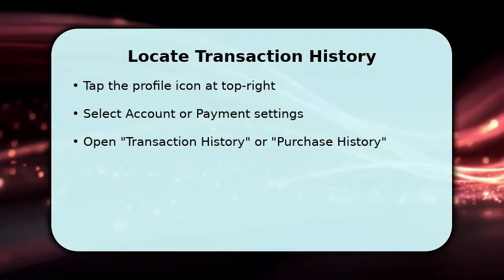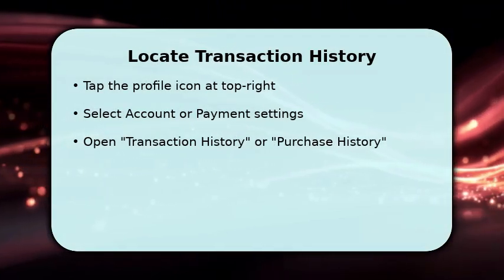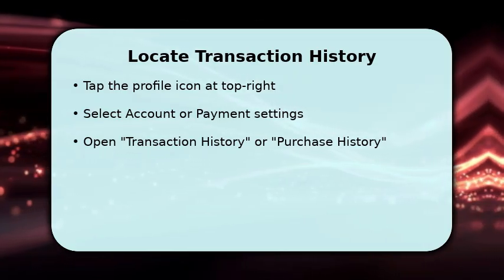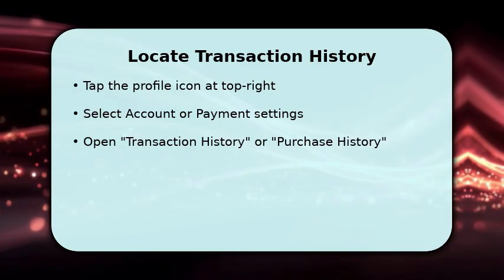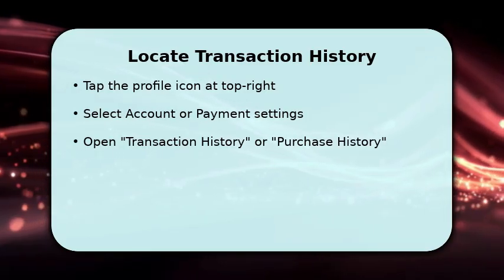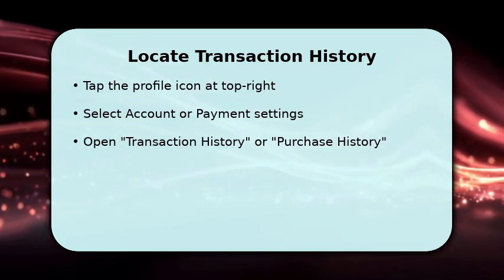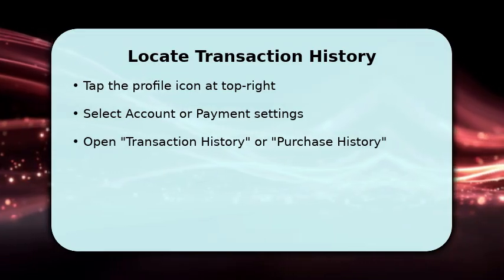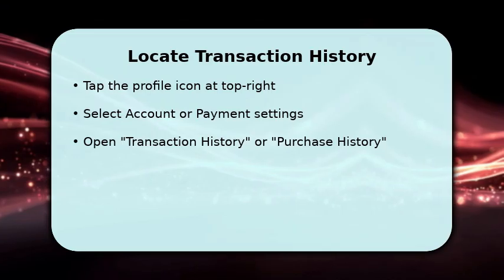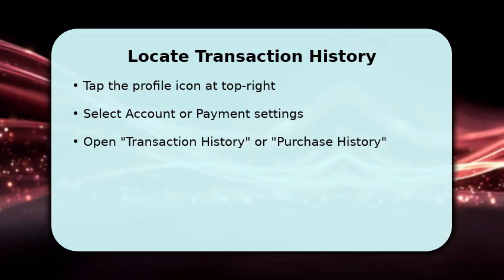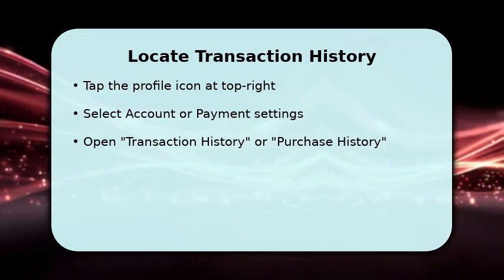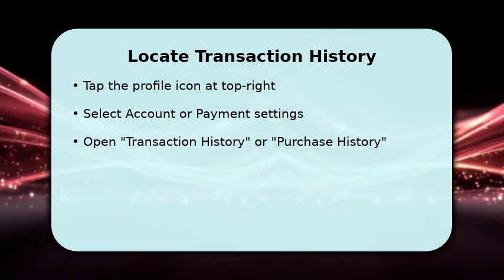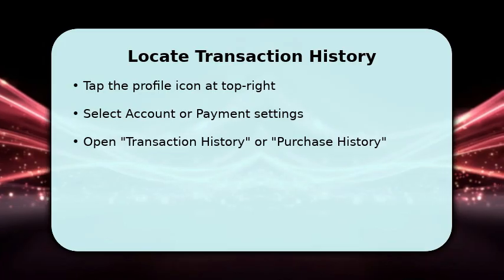Next, tap your profile icon in the top right to access account settings, because that's where purchase and payment records are stored. Once inside account or payment settings, look for labels like transaction history or purchase history. Menu names vary slightly by region and version, so scan related sections. After selecting the history area, pick the PSN account if prompted, and choose a date range or filter to narrow results. Doing this lets you quickly surface the exact charges and dates you need.